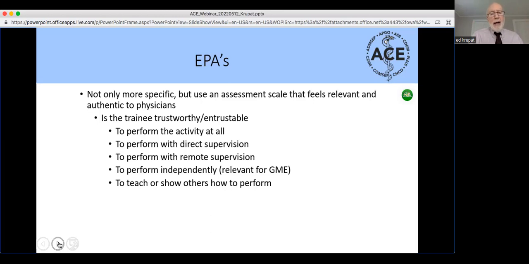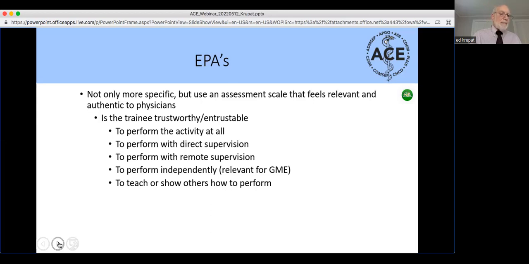I will say that I'm not one of the bigger fans of EPAs. First of all, because I think there's tremendous subjectivity in what we've just talked about. What you would trust somebody to do and what I would trust somebody to do may be very different. And that's the question of inter-observer reliability. The other thing is that performing independently isn't a reasonable endpoint for most undergraduates, much more relevant for graduate medical education.